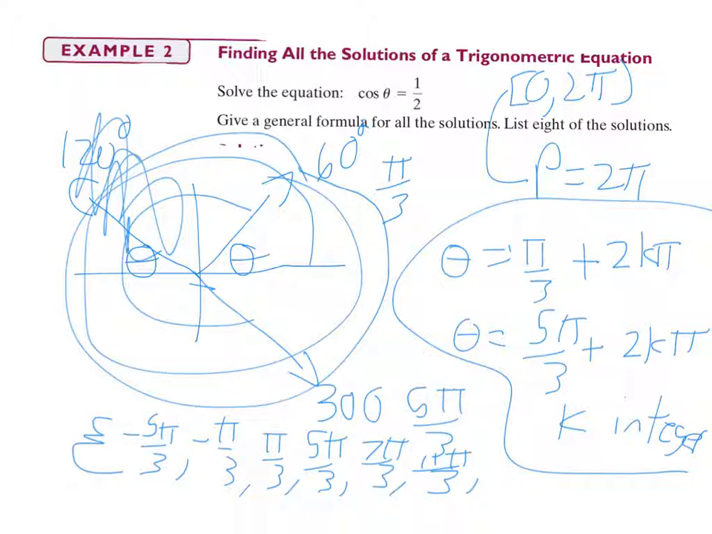If you were to plug positive 2 in for k, that'd be pi over 3 plus 4 pi, which would be 13 pi over 3. And then plug positive 2 in for the second equation, that'd be 5 pi over 3 plus 4 pi. That'd be 17 pi over 3.